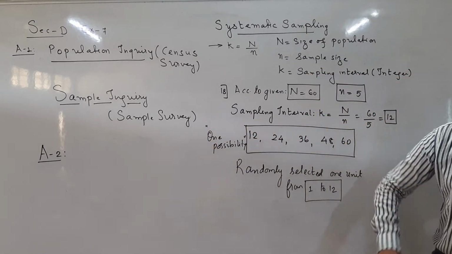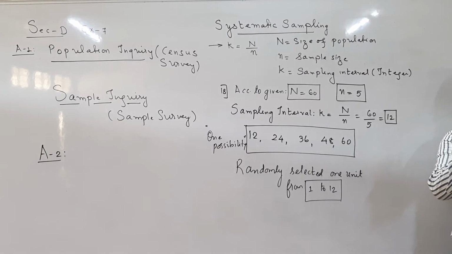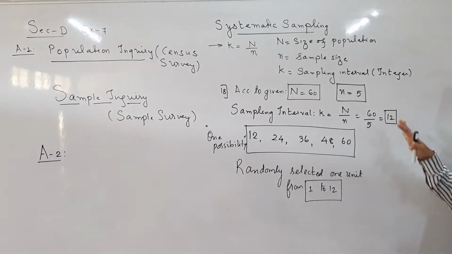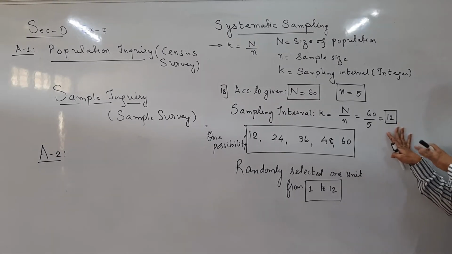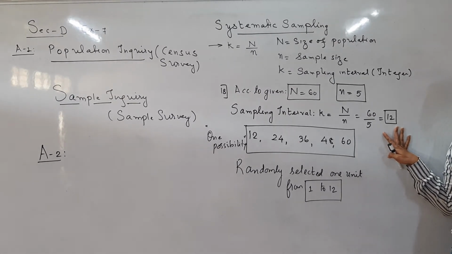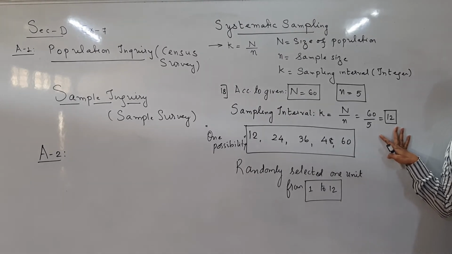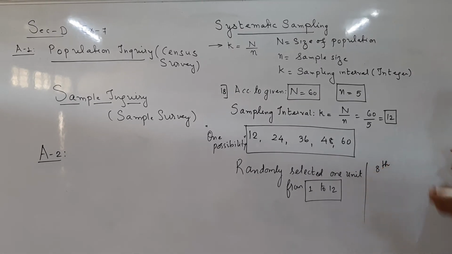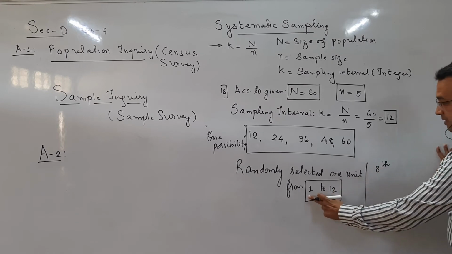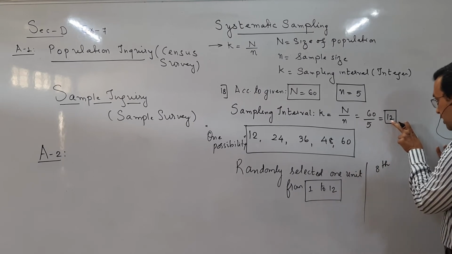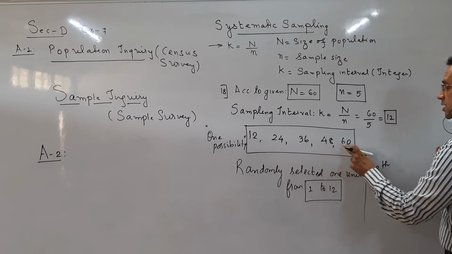This sampling interval 12 indicates that we can select randomly any one unit from the first 12 units. But what I thought was that if I select the 12th unit, then afterwards I will select the 24th, 36th, 48th, and 60th unit. Suppose I select the 8th unit. We are free to select any one unit from 1 to 12. Even I can take 12 also. So if I take the 12th unit, then 24, 36, 48, 60.